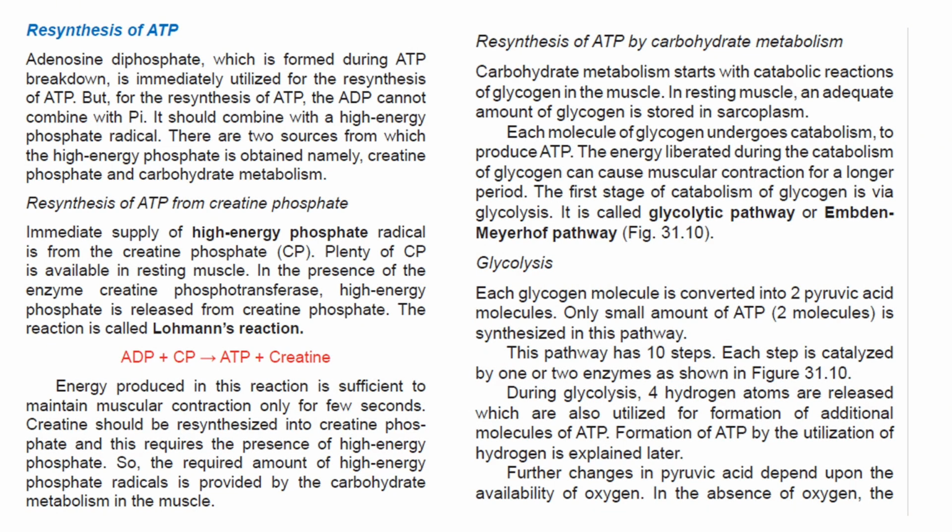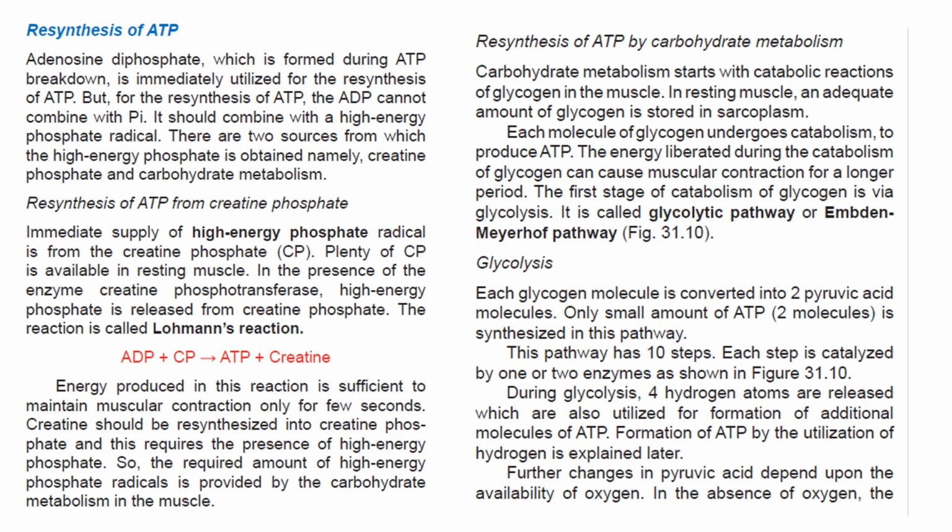So this process, known as Lohmann's reaction, provides energy quickly, but it is short-lived and supports muscular contraction for only a few seconds. So once creatine phosphate is depleted, the muscle relies on other energy sources such as carbohydrate metabolism for longer lasting ATP production. Let's discuss the resynthesis of ATP by carbohydrate metabolism.